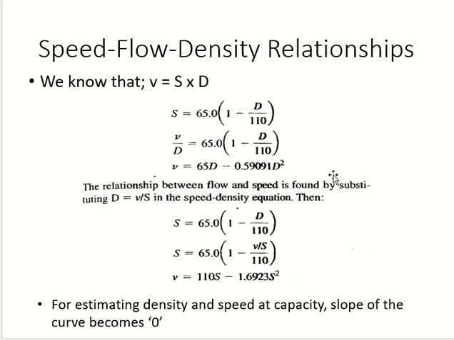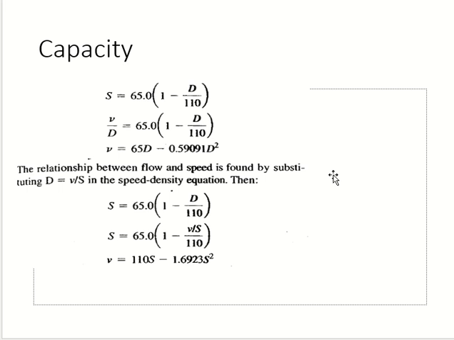So now I want to find out capacity. Capacity was what? Maximum flow. Now look at the flow equations. There are two flow equations, right? Flow and speed, flow and density. What type of graph do I have between flow and speed? Look at the equation.